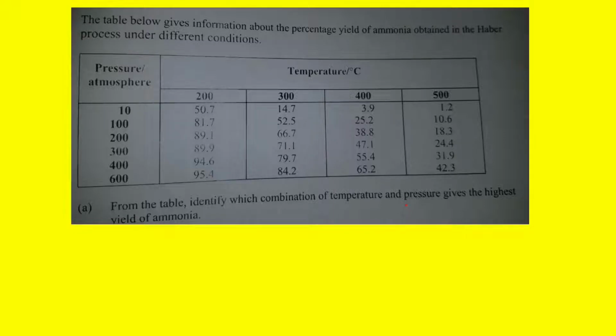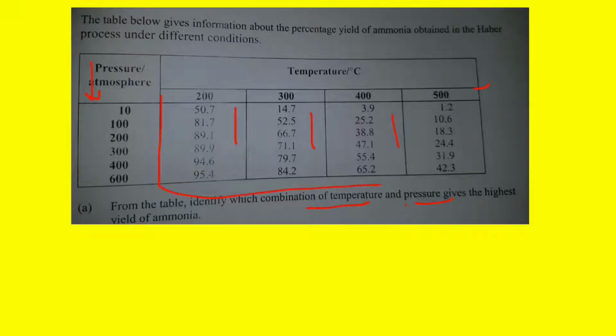This is the first part of the question, A part. From the table, identify which combination of temperature and pressure gives the highest yield of ammonia. So here these are all yields. They have given yields, and this is the temperature, and this is the pressure here. So pressure is given here. So first of all, let's see wherever the highest value is there out of all this.